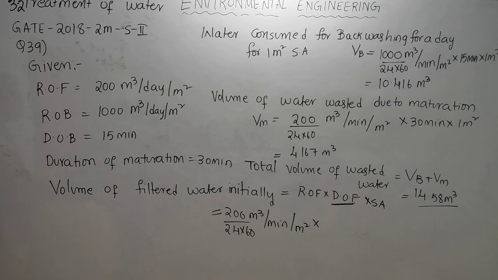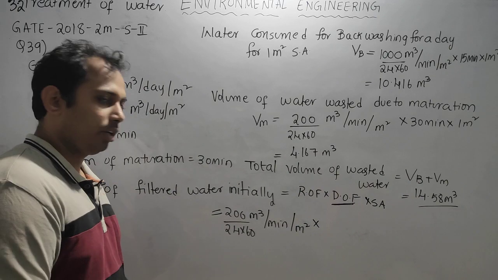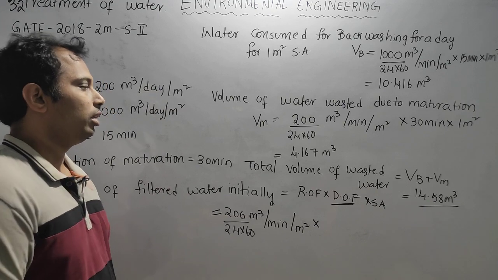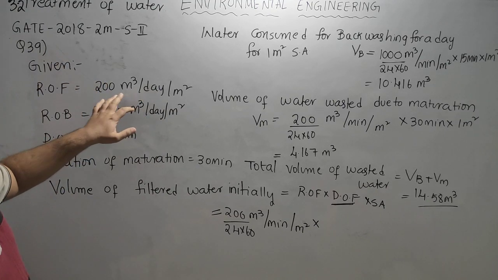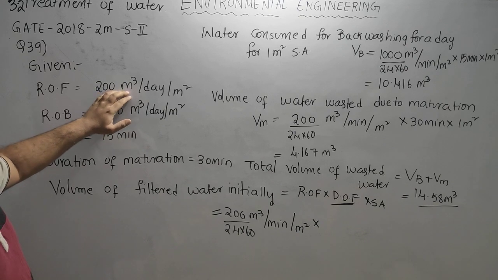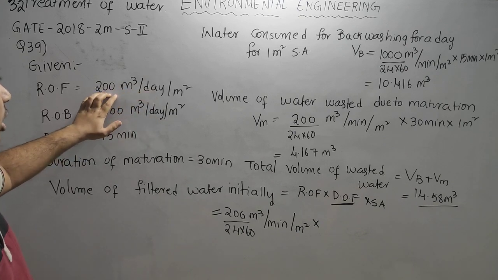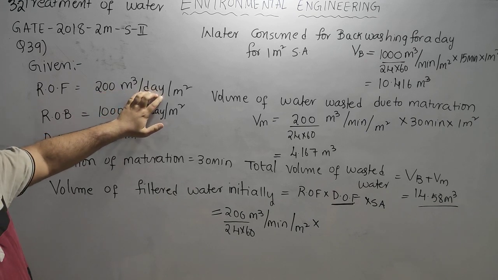It is working for a minute of, if you deduct 45 minutes, that is the actual time of working of the filter. So actually this is 200 meter cube per day, when it is working for a day.